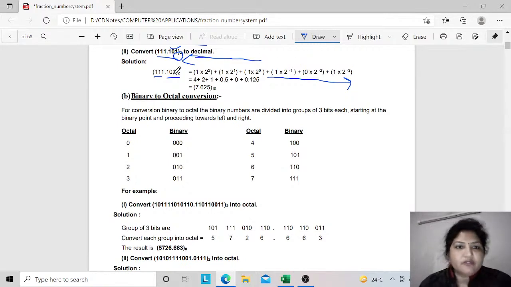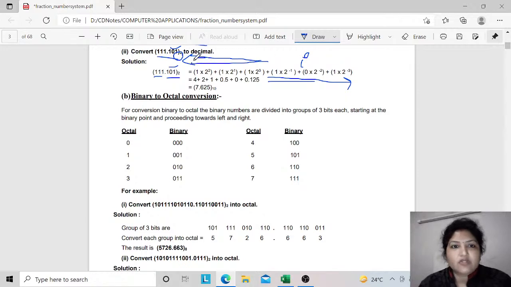So we have the first number as 1 into 2 raised to the power minus 1. The next would be plus 0 into 2 raised to the power minus 2, plus 1 into 2 raised to the power minus 3, right? So this would be my integral part that needs to be solved, and this part is converted into decimal, right?